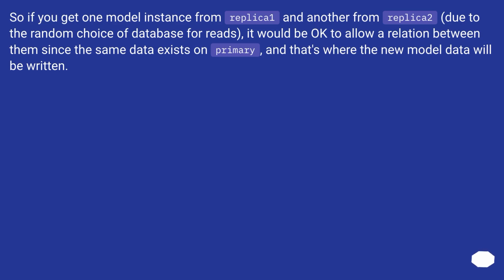So if you get one model instance from replica 1 and another from replica 2, due to the random choice of database for reads, it would be okay to allow a relation between them since the same data exists on primary, and that's where the new model data will be written.